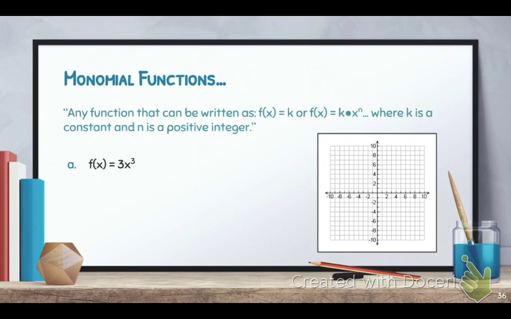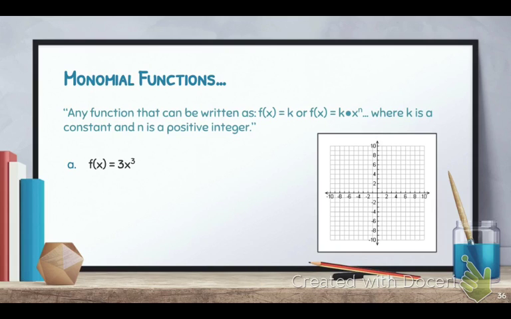Now, we know that this function is going to look somewhat like a cube function, right? We do also know that the constant of variation is this 3 in front, right? That is your constant. And then the power of this function is to the third power. So those are two other things that I can tell about this function. Now, how would I graph it?